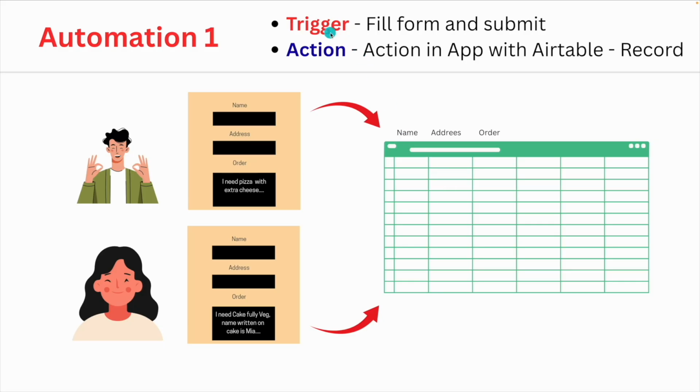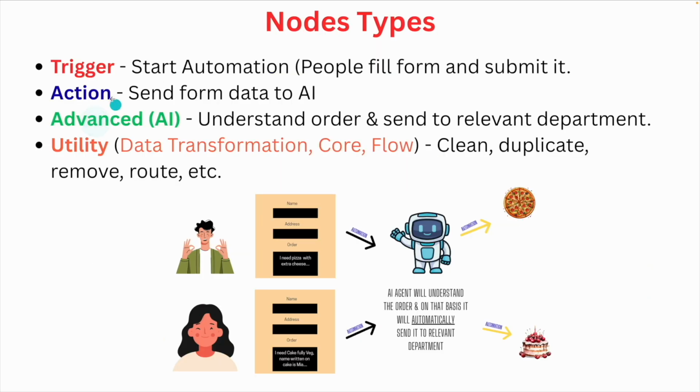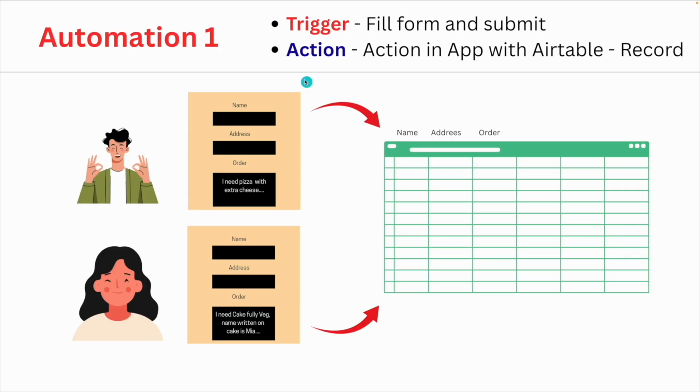Now here is the trigger. Trigger means, as we have told you, that it allows the automation to start. So when someone fills the form and clicks on submit, this is where the automation will start. And then we have the action, so the action in the app with Airtable. We are going to perform an action in the app Airtable.